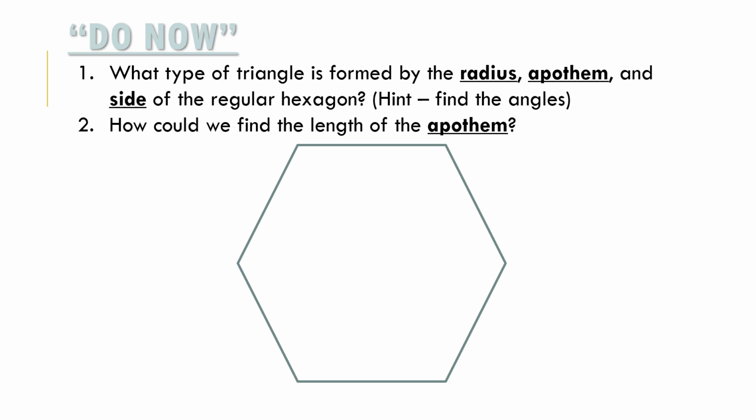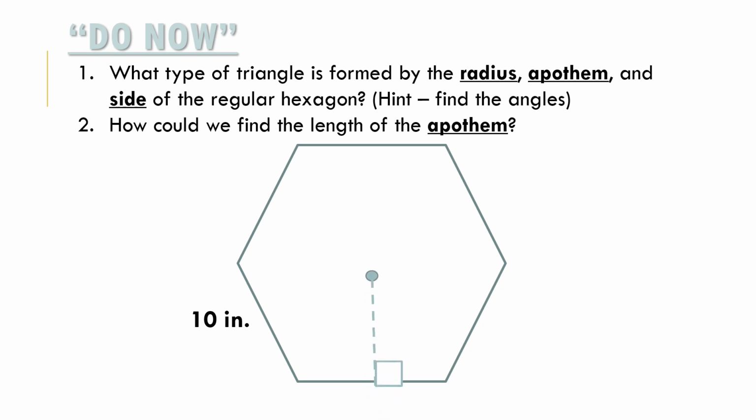Question 1 says, what type of triangle is formed by the radius, the apothem, and the side of the regular hexagon? I wrote here that a hint is to find the angles, but I would even suggest you go through and sketch in a radius and an apothem. And then the second question is, how could we find the length of the apothem? I'm going to give you a hypothetical side length here of 10 inches. If you haven't already, I would go ahead and pause the video and sketch this out and activate some learning in your brain.